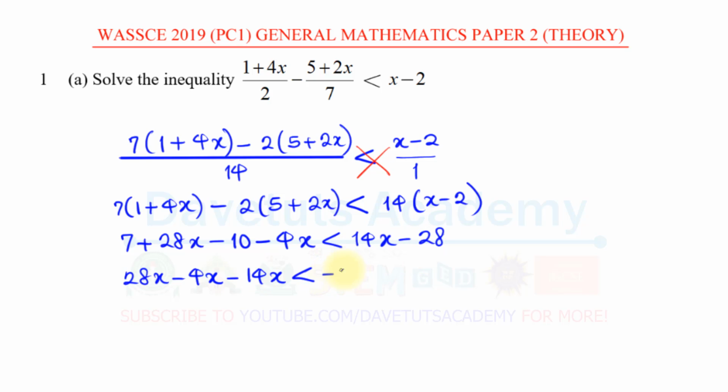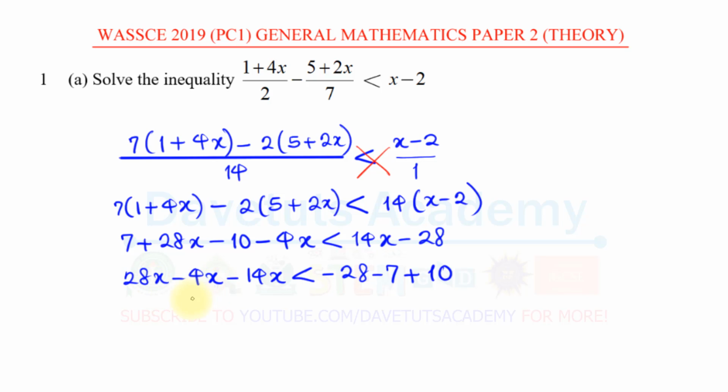Here we have minus 28. When 7 is taken to the other side, we have minus 7. When minus 10 is taken to the other side, it becomes plus 10. All right, so doing that, we can now express this correctly by simplifying.